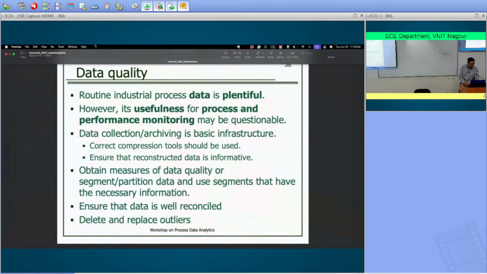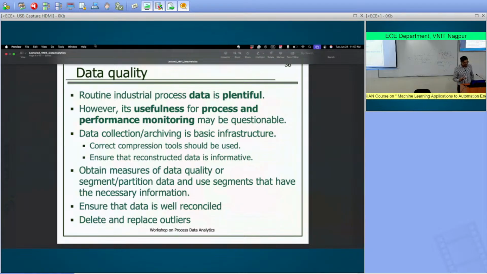And then obtain measures of data quality, or segment partition data, and use segments that have the necessary information. Okay. So what do I mean by that? So if you have, again, I'm going to use some variable. Let's say, call it y, and it's changing like that. And then there are sections where it goes up and down. There's quite a bit of excitation in the variable. Then you don't want to use this segment of the data to build your models because there's not enough information there, right? No information there, or barely any information. Whereas there's a lot more information here, so you want to be careful in picking the right segment or partition of your data to build models. Make sure your data set has enough information.